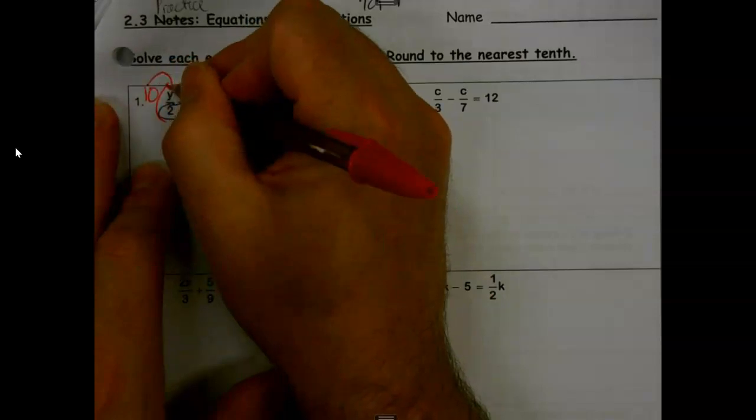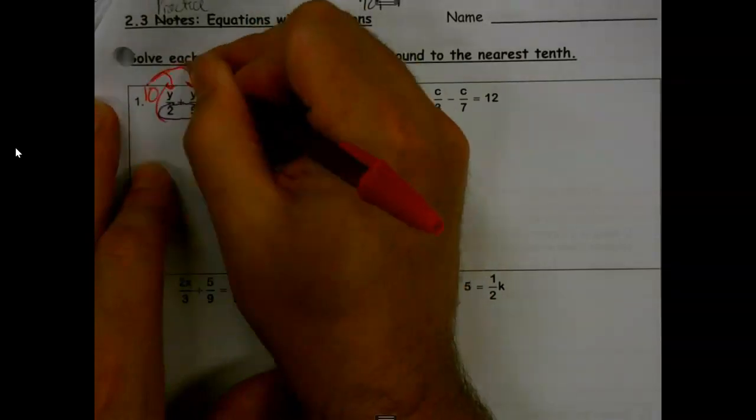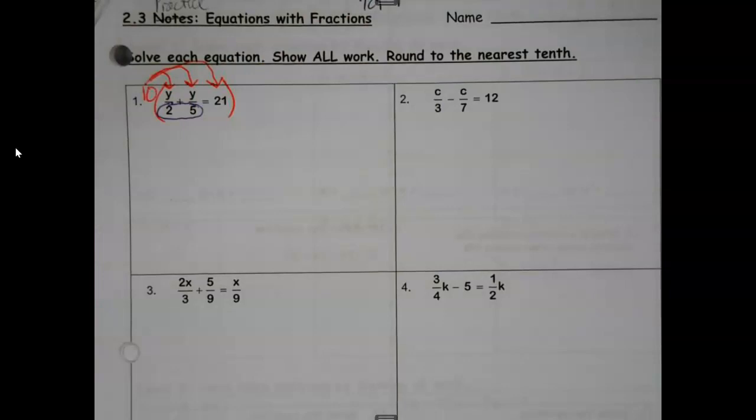So the 10 is going to get distributed through all the terms. So you're like, well, wait a minute. I can't put y over 2 into my calculator. So what am I going to do there?